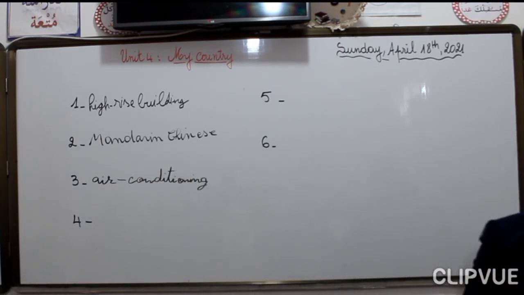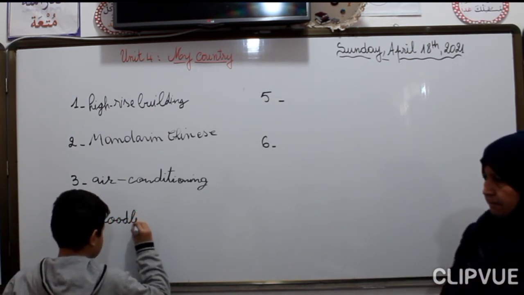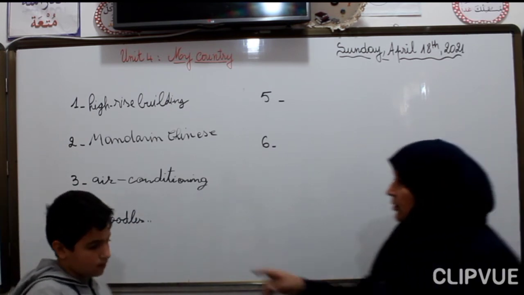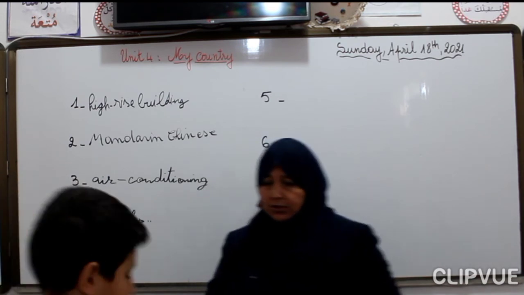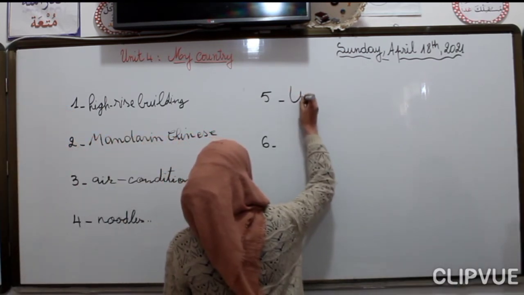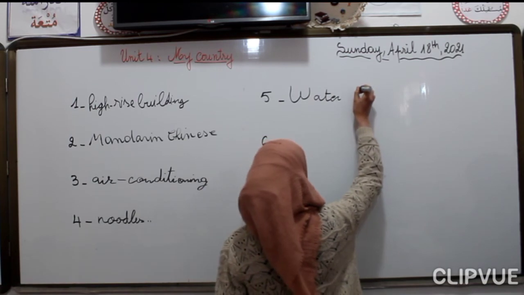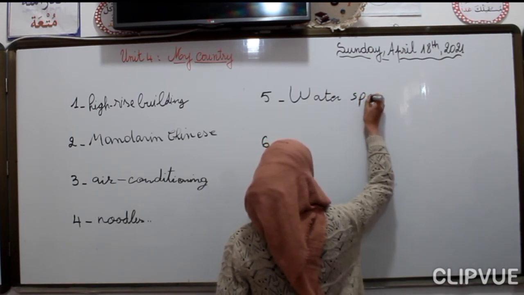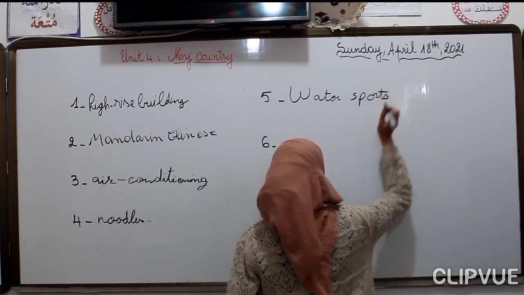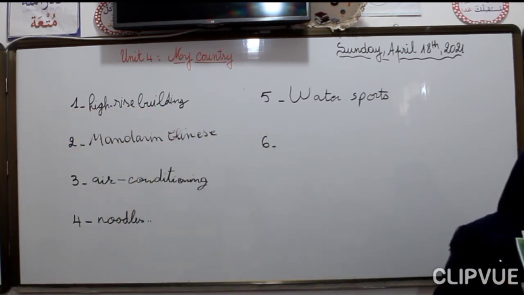Number 4 now, Akram. Noodles, yes. Thank you. Number 5. Who's number 5? Asma, can you count? Chopsticks. Yeah, noodles and chopsticks. They are chopsticks. Who wrote noodles? Akram. The picture is chopsticks and noodles.